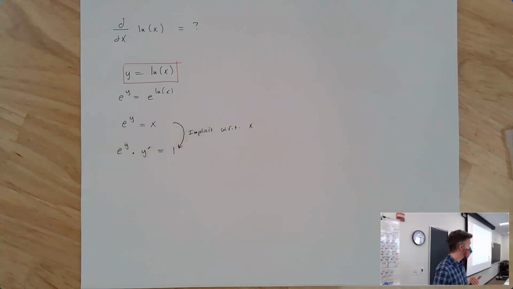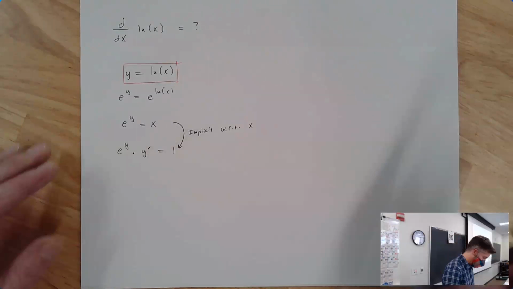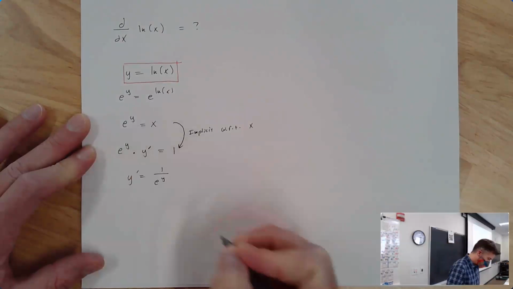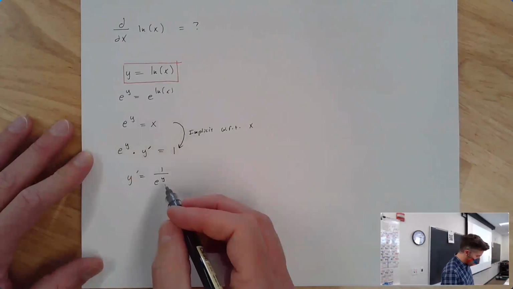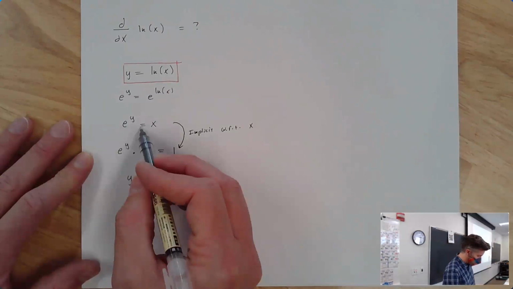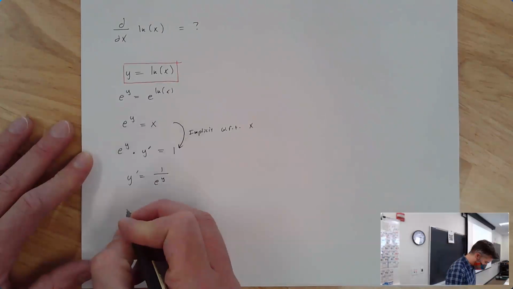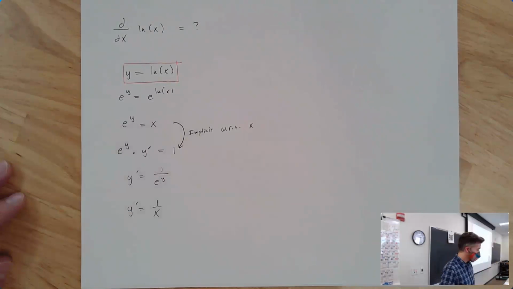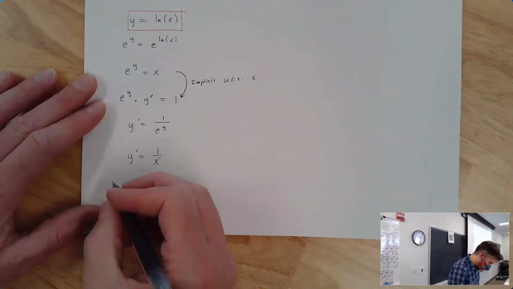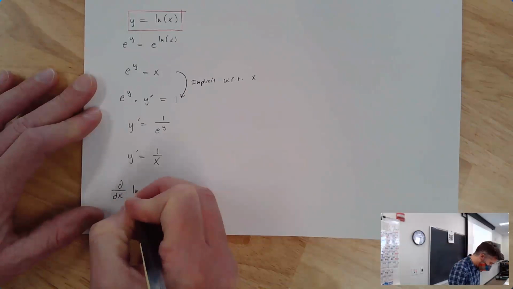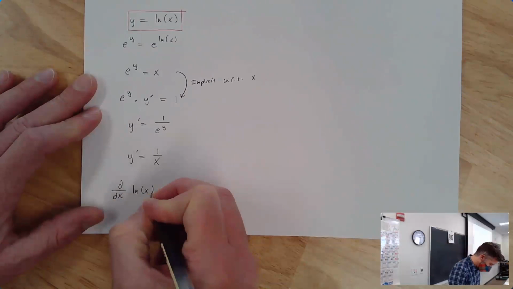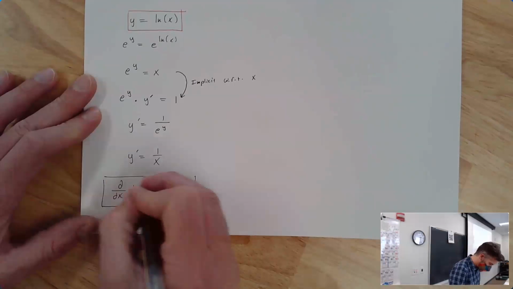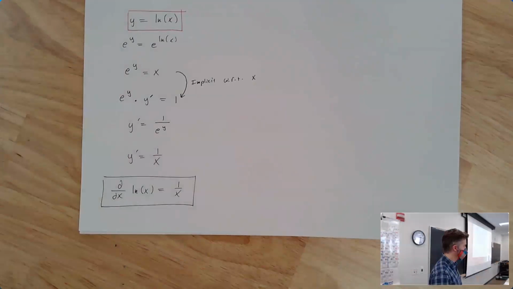And now we're going to solve for y prime. So divide both sides by e to the y. And then we're going to remind ourselves that e to the y is really equal to x. So y prime is really equal to 1 over x. So the derivative of the natural log of x is in fact 1 over x. Definitely an important derivative to know.